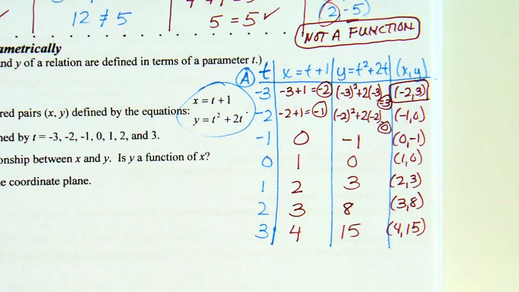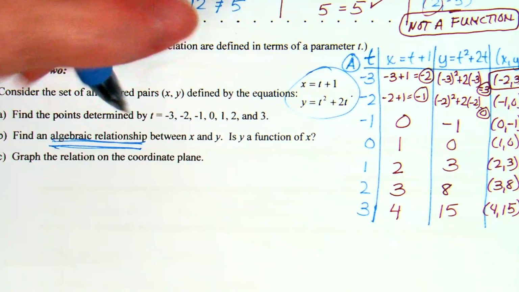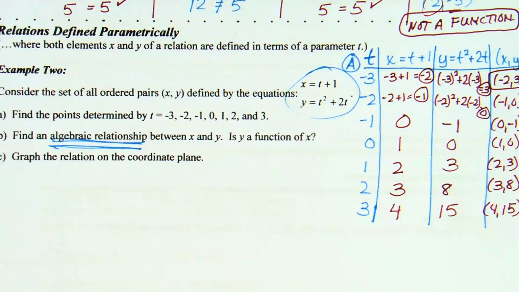B, which part is B? Okay. B is find an algebraic relationship between x and y, and then they're asking us, is y a function of x? We're trying to find an algebraic relation. We're trying to find an equation. Okay? So, we'll hold that thought. We'll come back to that in a moment. But let's find the algebraic relation.